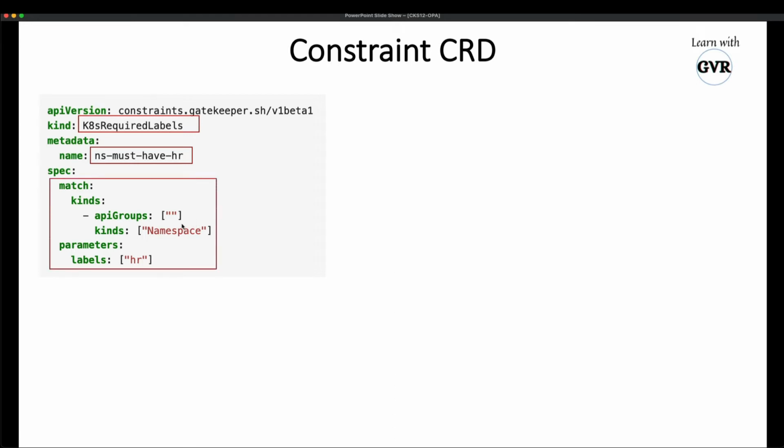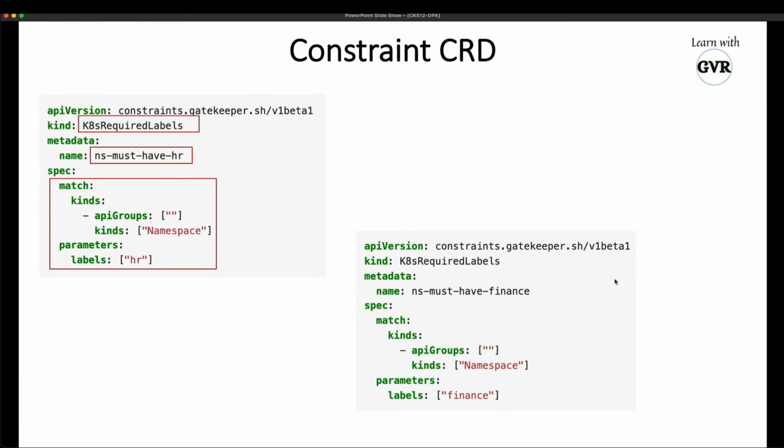Then what you are doing is creating a constraint that my namespace should have a label as HR. So must have a label means, if I create a namespace without an HR label, it will fail. That's what it means. Then let's look at a different example. If I specify my namespace should have a finance label, then this is a label. What label is enforcing here? Finance. So this is an example.